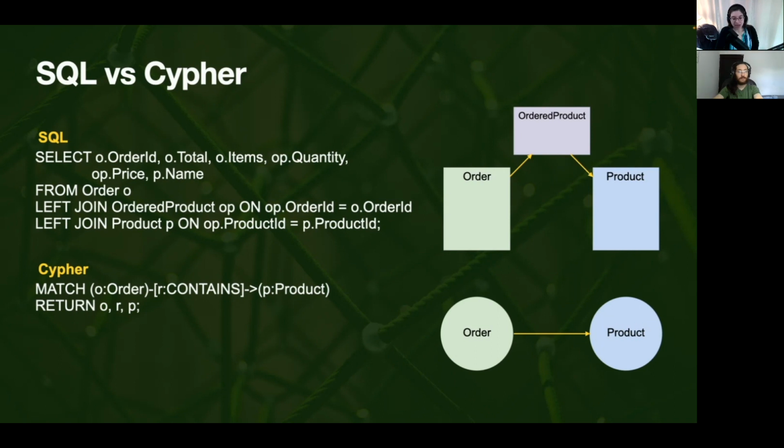In Cypher, because that relationship is already built in, we just match the order, and then we want to find the products that it contains, and we return all of those entities. So the Cypher does look much shorter, much more efficient, much simpler. That's because graphs are designed for this sort of query, where relational databases aren't maybe designed as much for that. They're designed to assemble those pieces together.